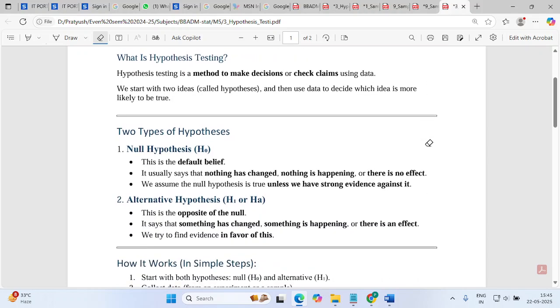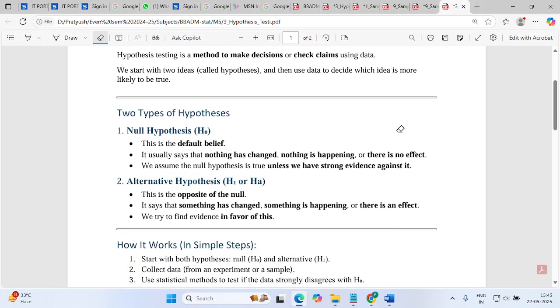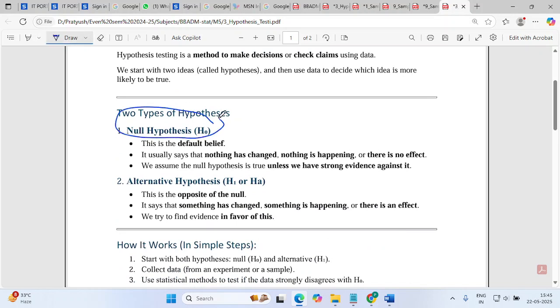What I'm trying to explain is there are two types of hypothesis. One is null hypothesis, and another is alternative hypothesis. So null hypothesis is usually the default belief. It usually says nothing has changed, nothing is happening, there is no effect. So in this case, null hypothesis will be there is no impact of listening to music on study.